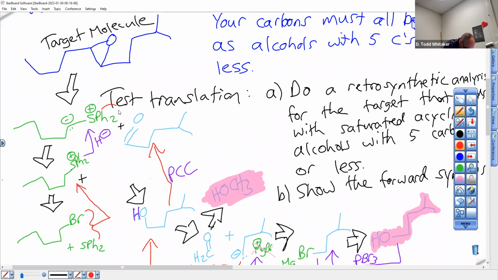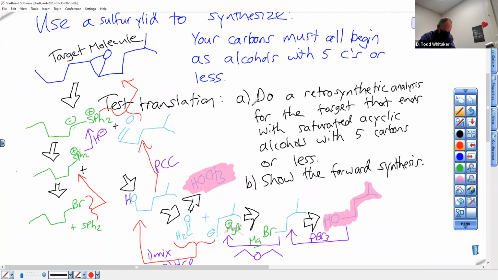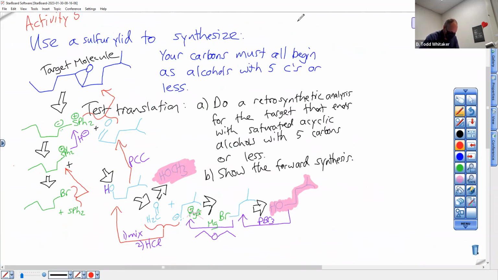These combine to make the target. You don't need to separate it into steps. You just mix them together. You're home free. And then you want the big picture. Maybe. And we're done.